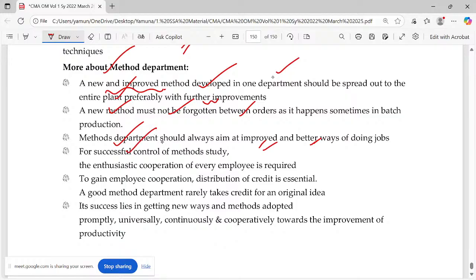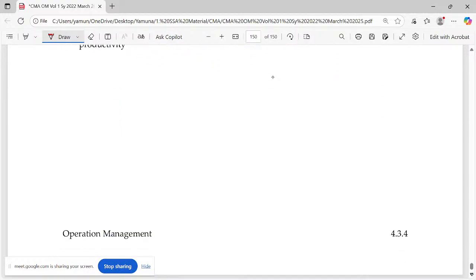And for successful control of method study, there should be proper cooperation. You have to gain employees' cooperation. The success lies in getting new methods and new ways. Okay, how we are going to appropriately sit. So that's about the sitting. Actually, it's a very small topic. Okay.